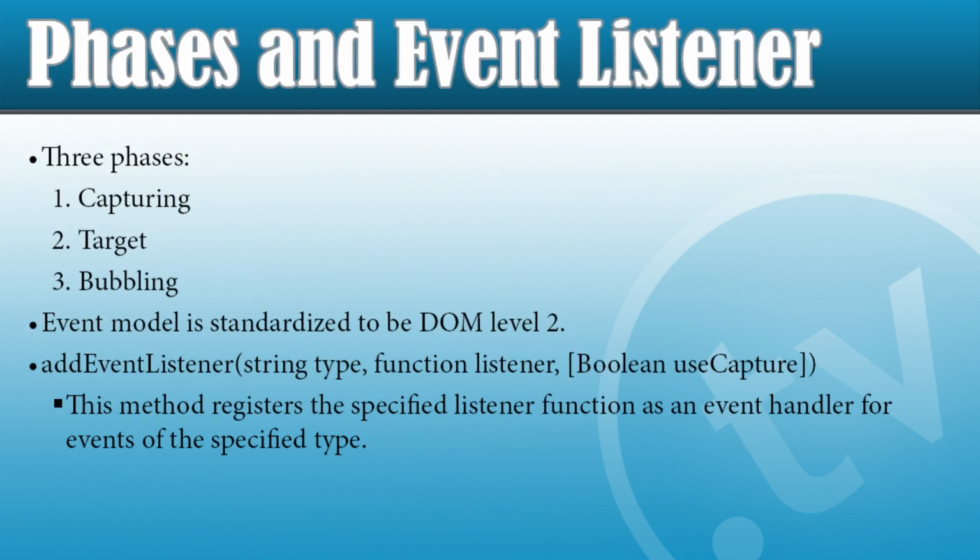These are the phases and the event listener. There are three phases for event propagation: phase 1 capturing, phase 2 target, phase 3 bubbling. The event model is standardized in DOM level 2. There is a function called addEventListener, which registers a listener for events. This method registers the specified listener function as an event handler for events of the specified type.